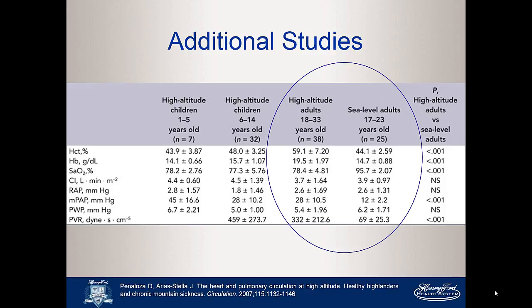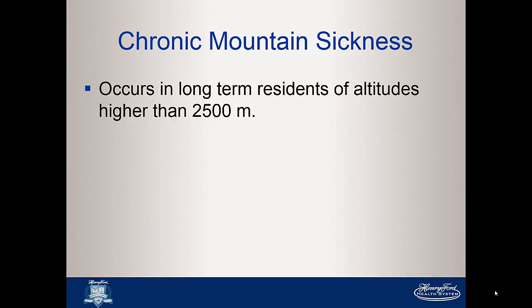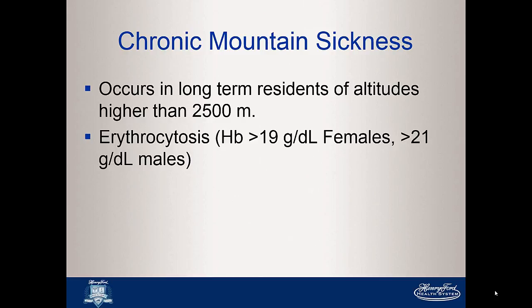Only Leadville, Colorado is the populated area in the United States that's that high. In terms of chronic mountain sickness, this can occur in long-term residents of high altitude, living more than 2,500 meters. These people show a hemoglobin greater than 19 in females, 21 in males.